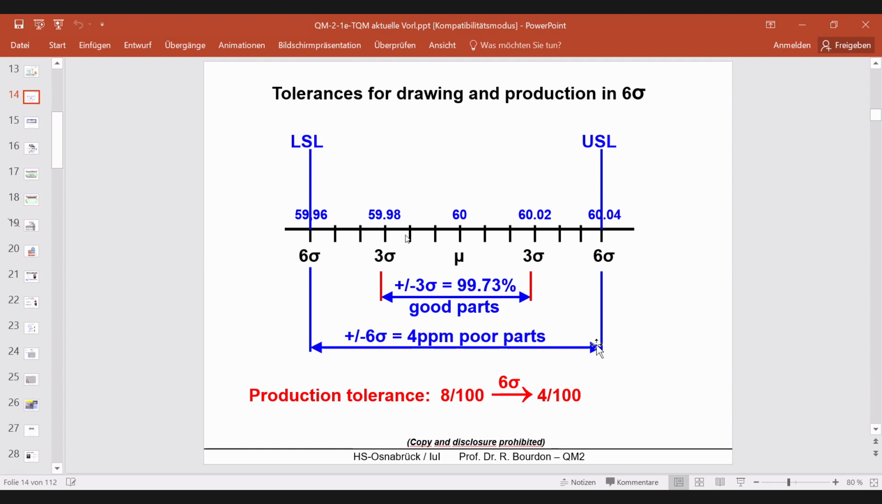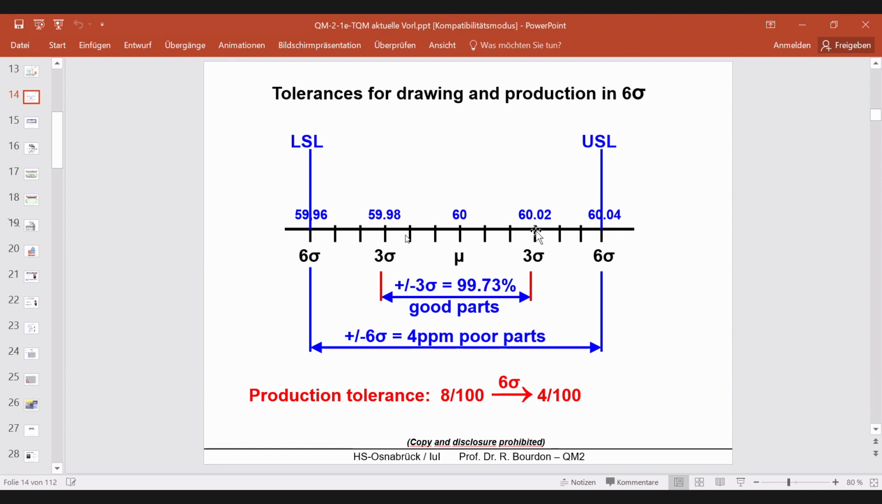And if you want 6 sigma quality, only 4 parts per million which are poor, which have defects, are allowed. To reach this goal, it is necessary that your production quality is only half of the tolerance of the drawing. So if the drawing shows 60.04 on the right side of the target value and 59.96 on the left side, then the production has only these limits of 59.98 and 60.02. So it's half of the tolerance which the production has.